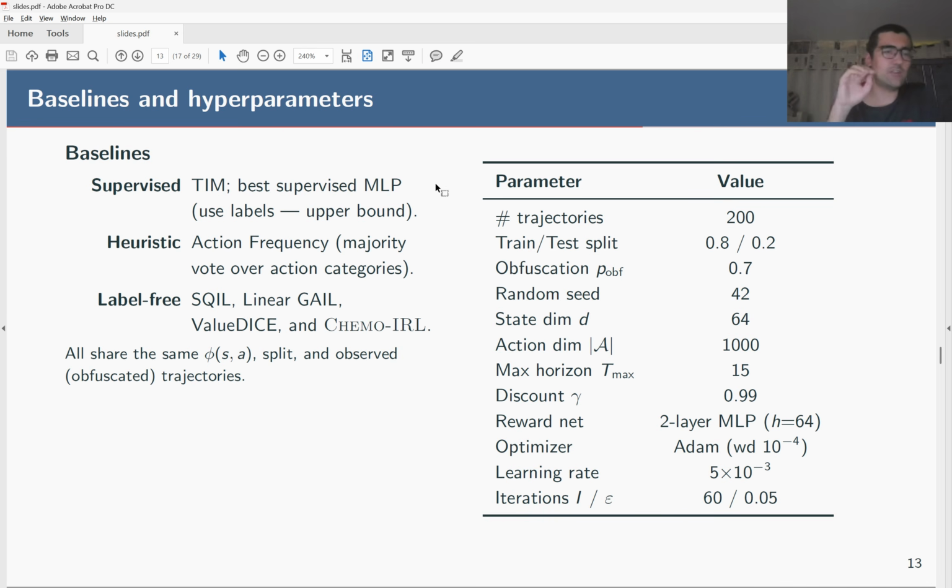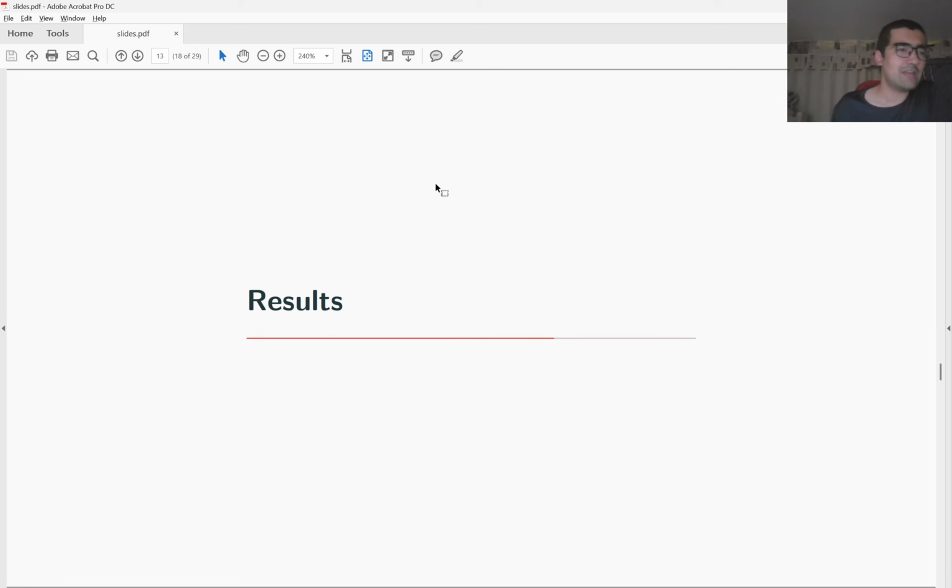The table on the right has the exact configuration for reproducibility. The ones worth knowing by heart: 200 trajectories, obfuscation 0.7, seed 42, state dimension 64, 1,000 actions, discount 0.91, a small 2-layer reward network, and 60 training iterations. Everything is in the paper, and we also open source the code. Let's look at the headline results.